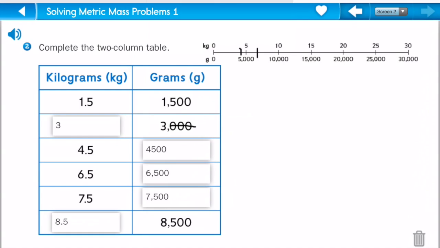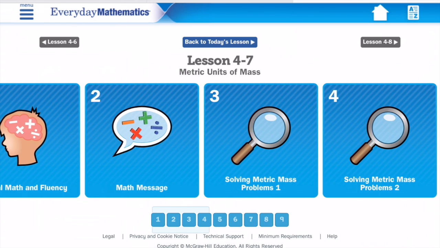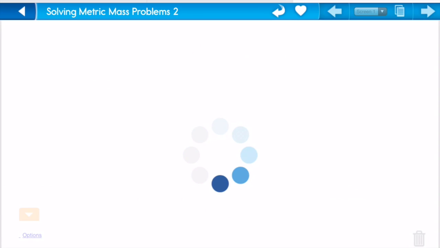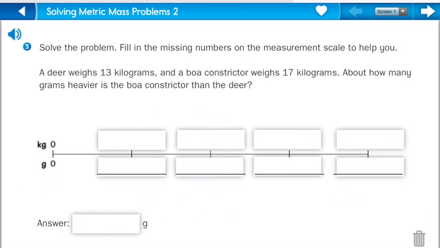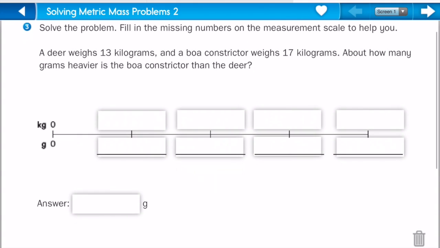Let's go to the next problems. Solving problems, number 2. All right, so we're going to fill in the missing numbers on the measurement scale to help. A deer weighs 13 kilograms, and a boa constrictor weighs 17 kilograms. About how many grams heavier is the boa constrictor than the deer? So if we fill this in, 13's our low number, 17's our high. I'm going to show you how we're going to fill that out.